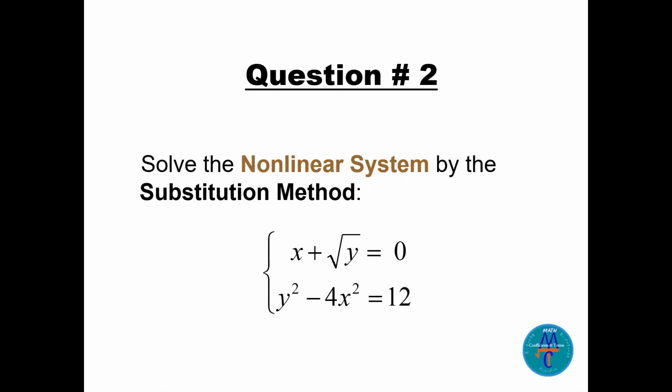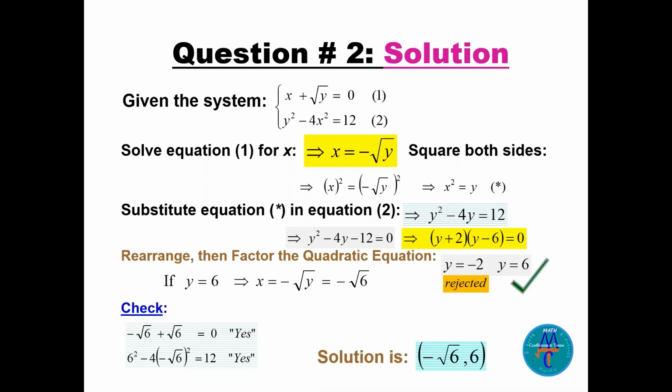Now, question number 2 says, solve the nonlinear system by the substitution method. In the substitution method, we take one equation and we solve for x or y, then we substitute in the second equation. So we have x plus square root of y is equal to 0, y squared minus 4x squared is equal to 12. You can find many nice questions about nonlinear systems in lecture number 30 of pre-calculus.